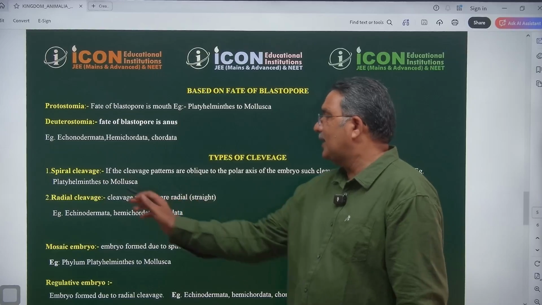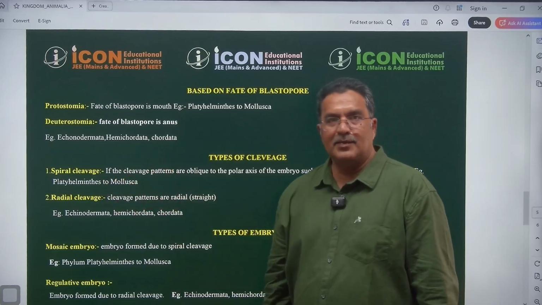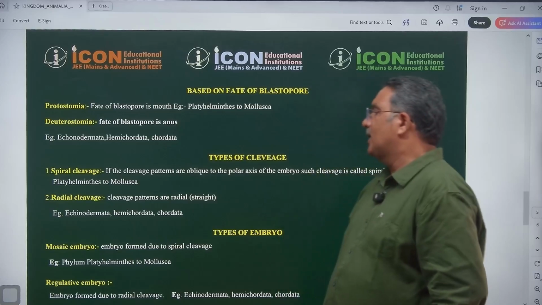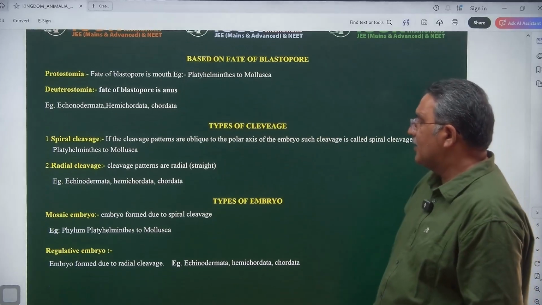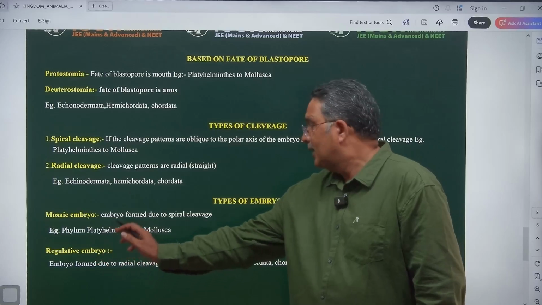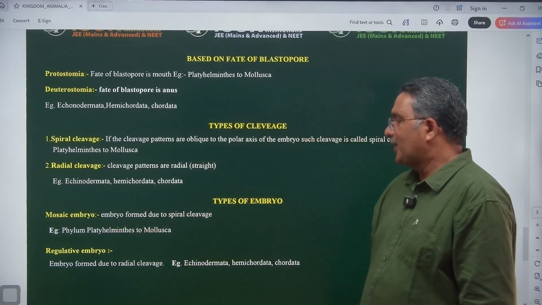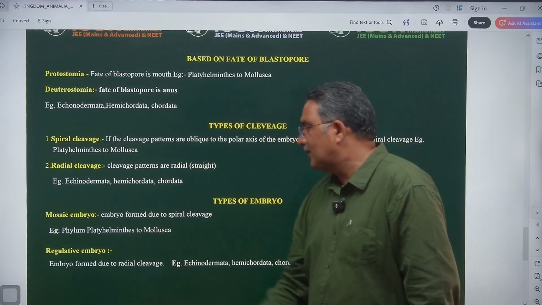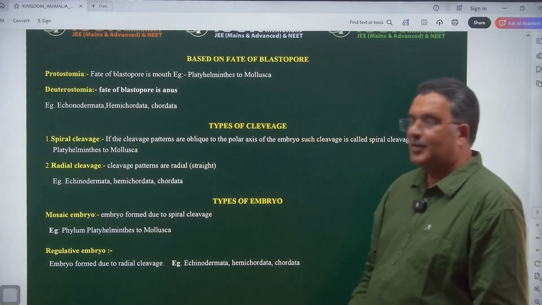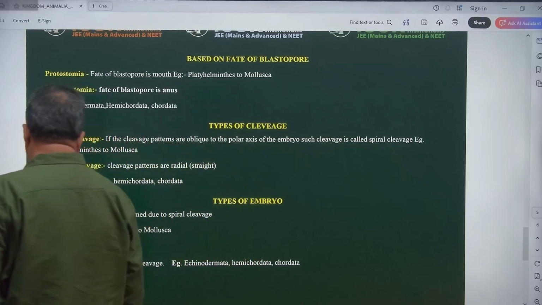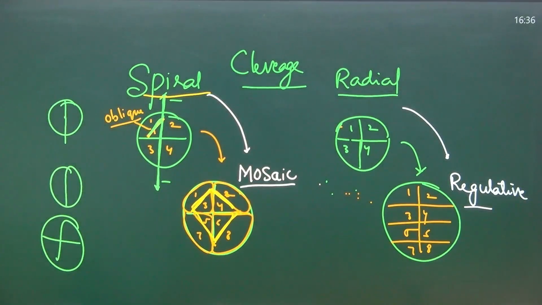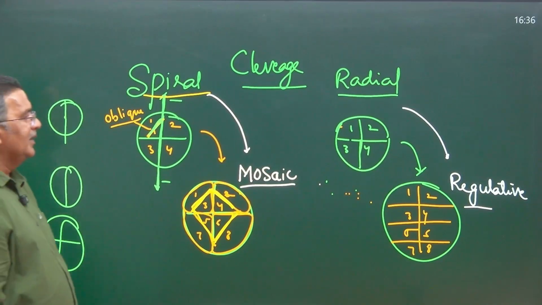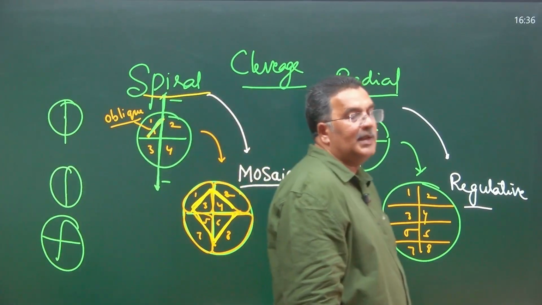If cleavage patterns are radial, we can say radial cleavage: Echinodermata, Hemichordata, Chordata. Mosaic embryo, how does the mosaic embryo come? Embryo formed due to spiral cleavage. How does the regulative embryo form? Embryo formed due to radial cleavage. For that, I just gave the images. So, this is about spiral, radial, mosaic embryo, regulative embryo.